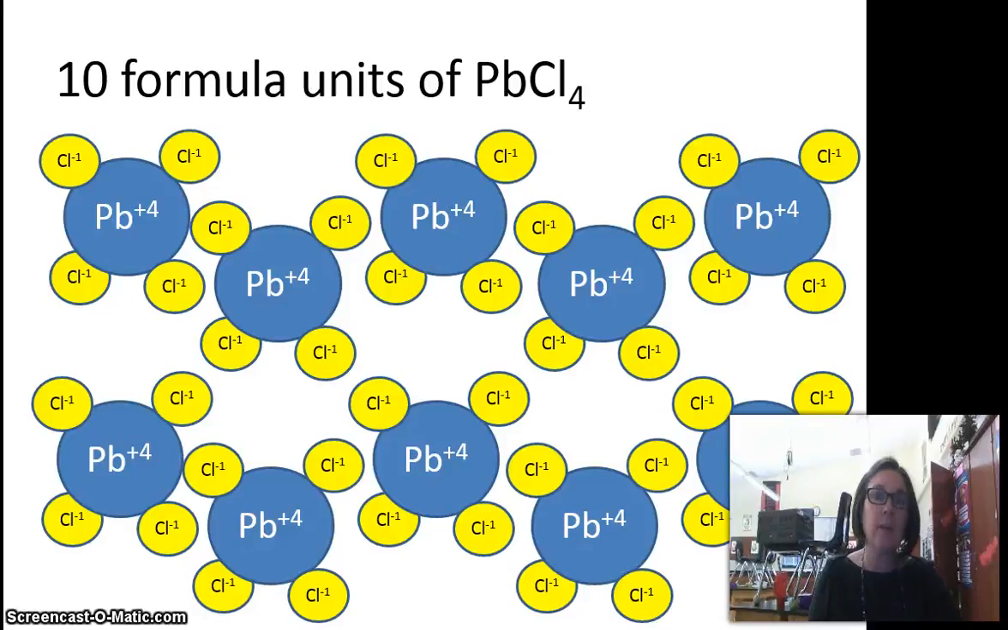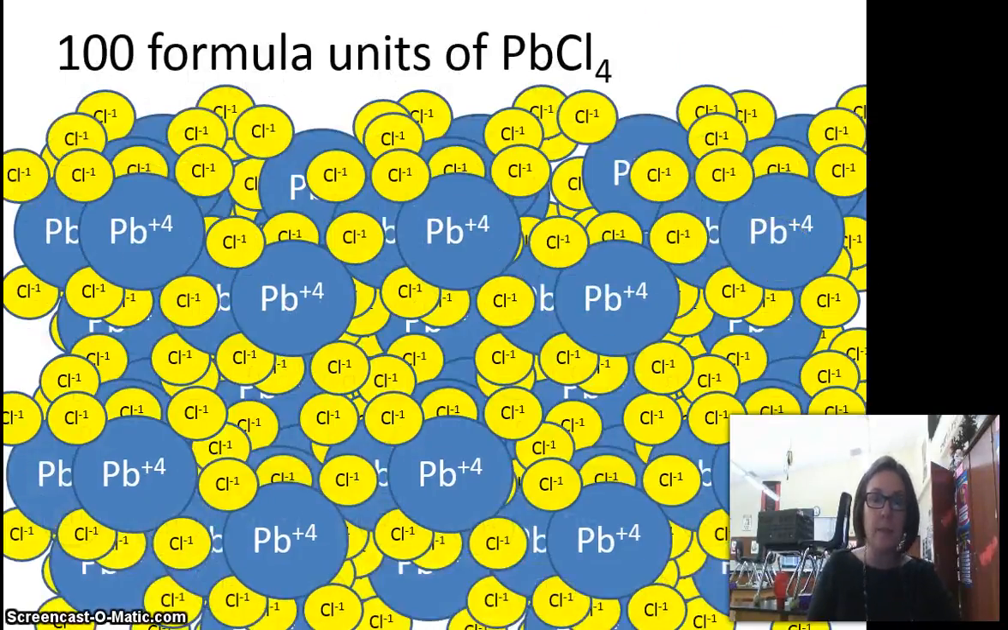Well, if I had 10 formula units, then now I have 10 lead ions, but for every one of those lead ions, I had to have 4 chloride ions. So if there's 4 chloride ions for every one formula unit, then if I had 10 formula units, I would have 40 chloride ions. If we scaled it up again to 100 formula units of lead 4 chloride, that's 100 ions of lead, but then there would be 4 times as many chloride ions, because for every one of these there were 4. So there were 400 chloride ions in this sample.